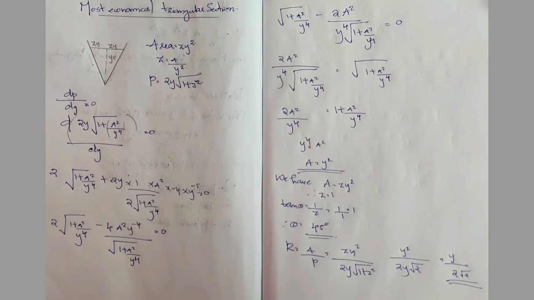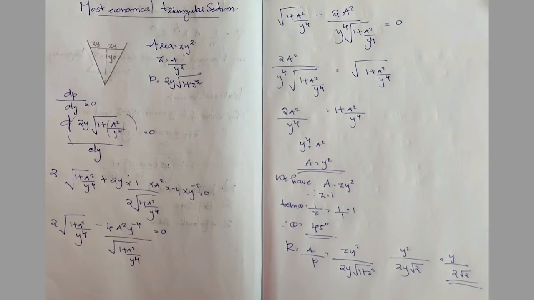For a triangular section, the area is equal to zy square. From this we get z as A by y square. Perimeter is equal to 2y into root of 1 plus z square. For maximum discharge, the wetted perimeter should be minimum. That is, dp by dy should be equal to 0. On differentiating, we get A is equal to y square.